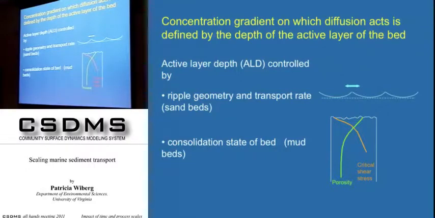If we want to actually talk about the effects on the morphology, then that has to be applied to some sort of concentration gradient to get a flux, and then the divergence of that flux will give us erosion and deposition. What I've done is to have the diffusion act on essentially the sediment available in the active layer. That's either controlled by wave ripples and their transport rate in shallower water where the sediments are sandy, or by the consolidation state of the bed in deeper water where the beds are muddy and we have only a certain amount of sediment that would be available at any given stress.